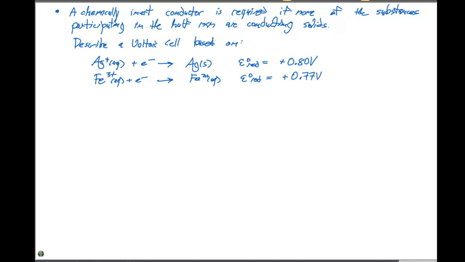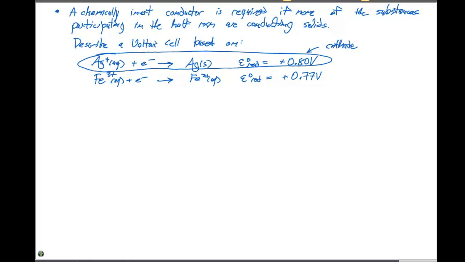So the first thing we need to do is identify the half reaction that's happening at the anode and the one that's happening at the cathode. Find the most positive potential, which in this case is positive 0.80 volts. We know that the silver half reaction has to occur at the cathode. That means our second reaction with our iron occurs at the anode.